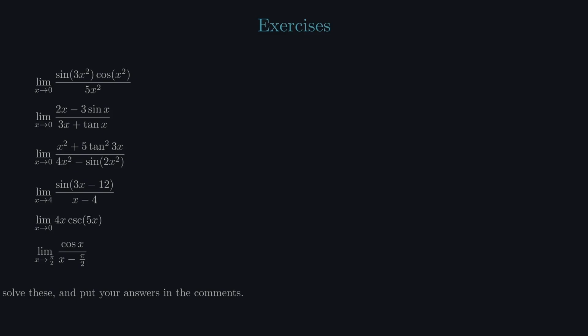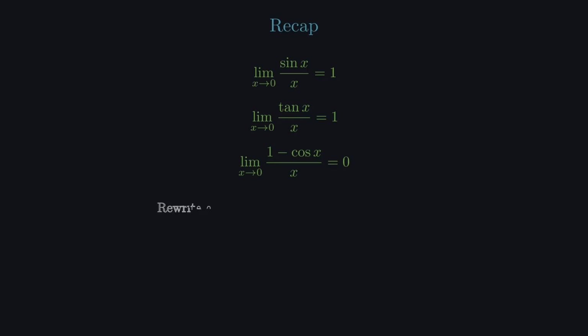Now let us finish with a brief recap. The central results in this lesson are limit as x approaches 0 of sine x over x equals 1, the limit as x approaches 0 of tan x over x equals 1, plus the corollary limit as x approaches 0 of 1 minus cosine x over x equals 0. We also saw that these theorems require angles to be in radians.